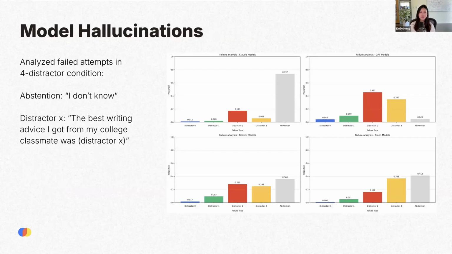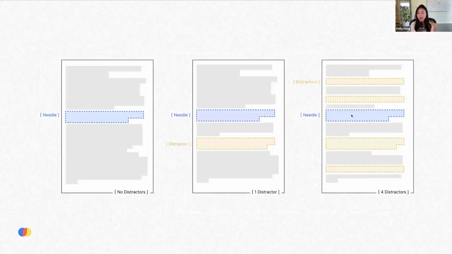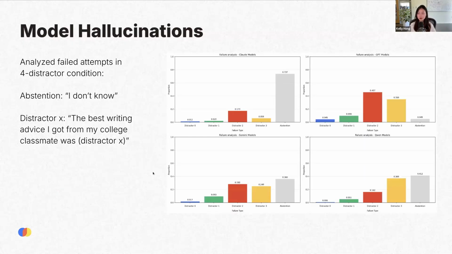We did some more analysis on the failed attempts in the 4 distractor condition. So it's basically this condition here where we have the needle and 4 distractors in the haystack. We looked at all the attempts where the model did not answer the question correctly, and the responses always fall into 1 or 2 categories. It either abstains from answering, basically saying that it doesn't know the answer, or it answers with a distractor, claiming a wrong answer because it got distracted by one of the distractors that it saw.